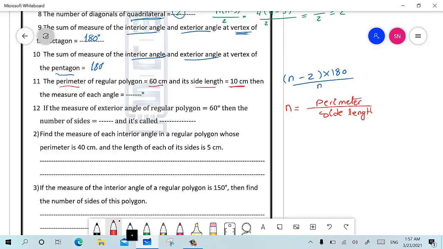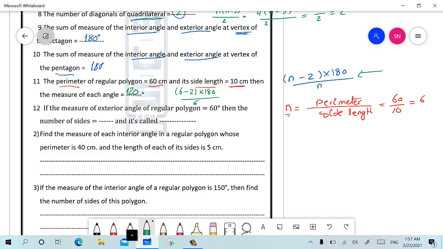So again, to find n in a regular polygon, I make the perimeter divided by the side length. So this is equal to 60 divided by 10, so it has 6 sides. Now I'm going to substitute in the rule, knowing that n is equal to 6 sides. So I have 6 minus 2 times 180, and it's all divided by 6, which equals 120 degrees.